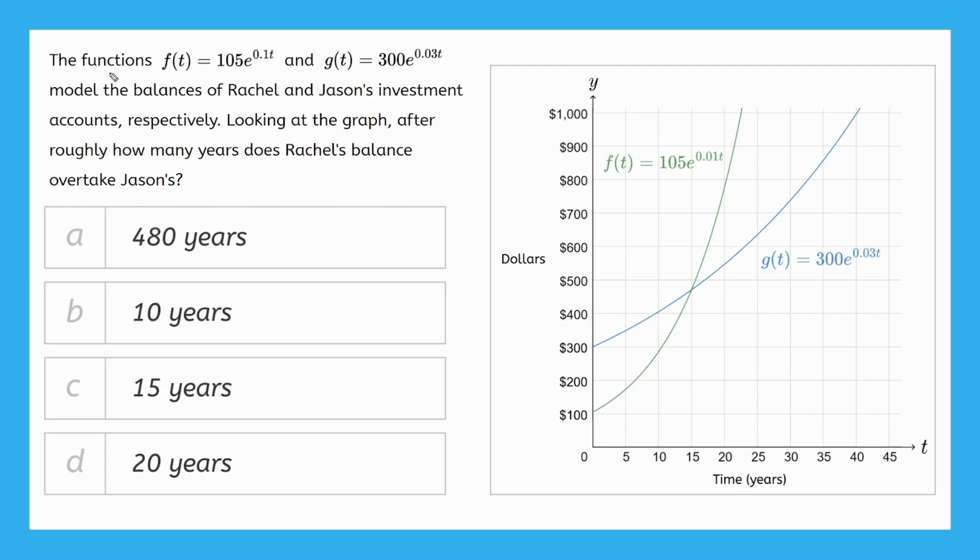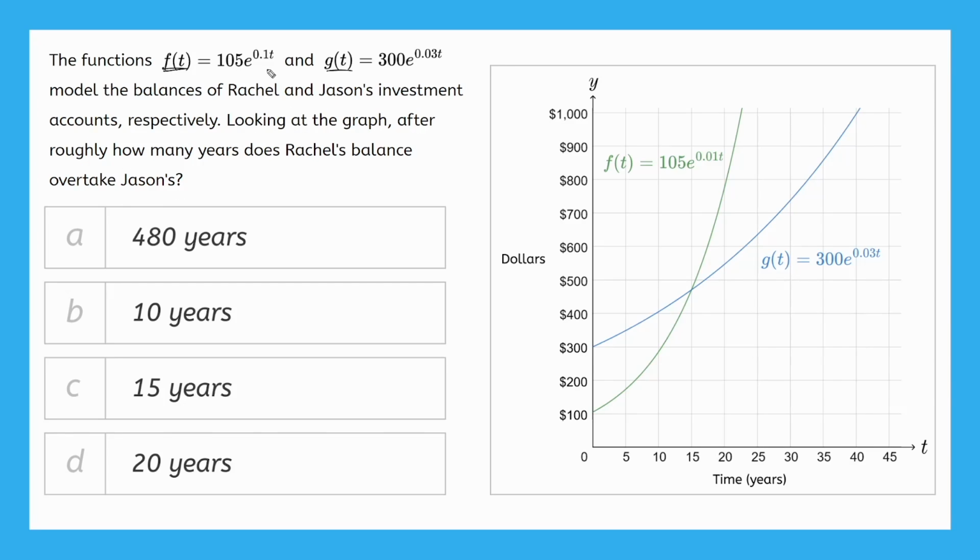We are told the functions f of t and g of t model the balances of Rachel and Jason's investment accounts respectively. So f of t is Rachel's and g of t is Jason's. Looking at the graph, after roughly how many years does Rachel's balance overtake Jason's?